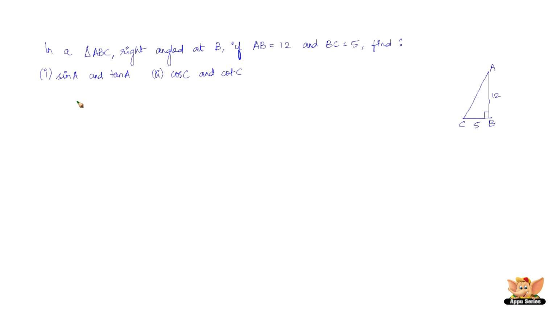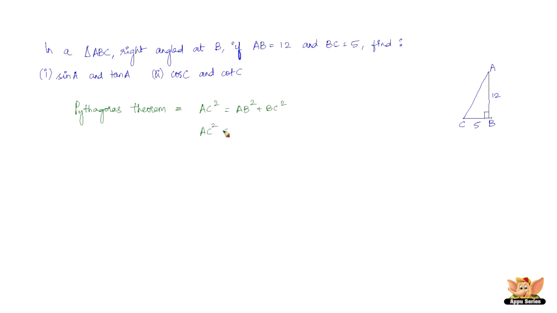As far as the right angle triangle is concerned, the only theorem that we have to use is the Pythagoras Theorem. We use it to find the length of the hypotenuse. It states that the square of the hypotenuse equals the sum of the squares of the other two sides. In this case, AC square equals AB square plus BC square. So we need to find AC.